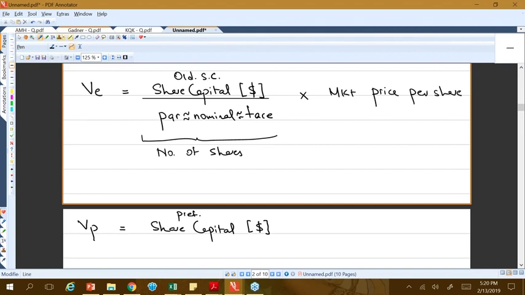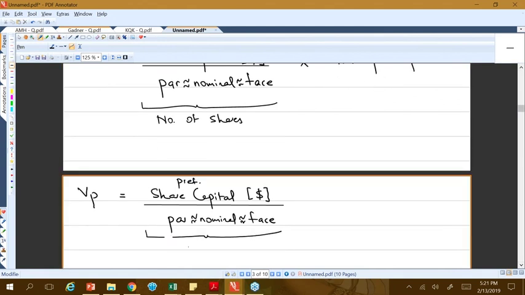So once we take the preferred share capital, we'll divide this by the par value, nominal value, face value, whatever you may need to call it. This is the denomination of the shares. And this will give me again the number of shares. And once I have the number of shares, I will multiply it with the market price of preferred share. So you need to develop an understanding here that the market price of the ordinary shares is different than the market price of preferred shares.